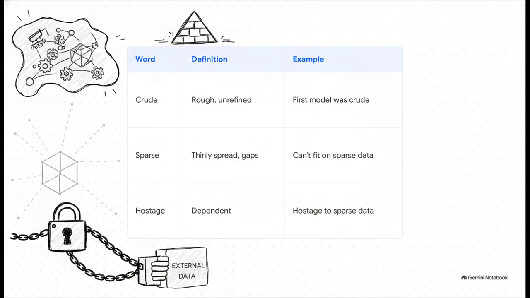And finally, hostage to, meaning completely dependent on something completely outside your control. In a conversation, you could string these together beautifully. Look, I know the first iteration was crude, but we couldn't do much else because we were hostage to incredibly sparse data. It sounds measured, it sounds honest, and it sounds highly competent.